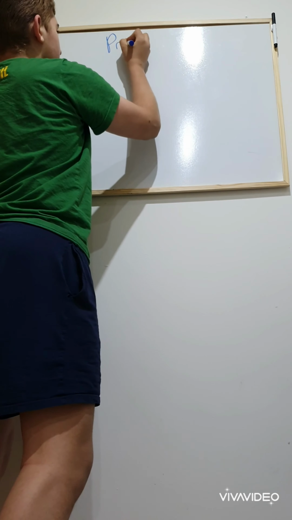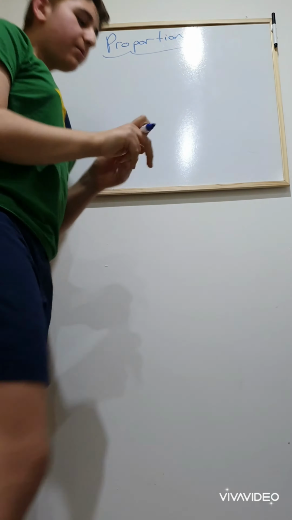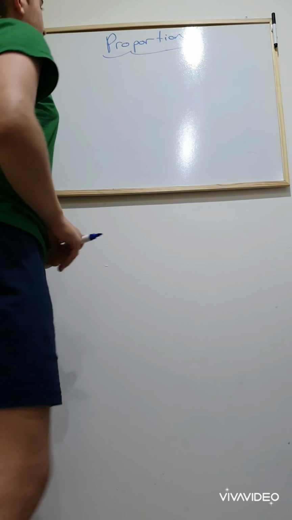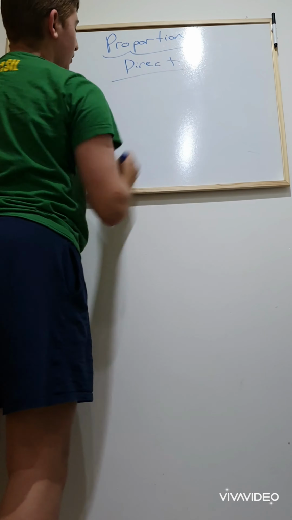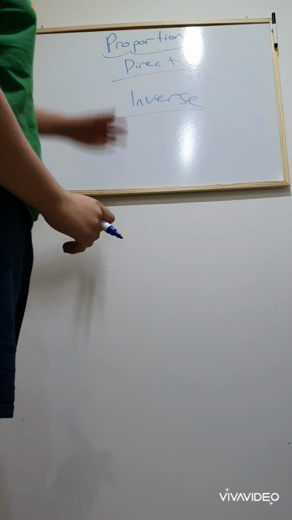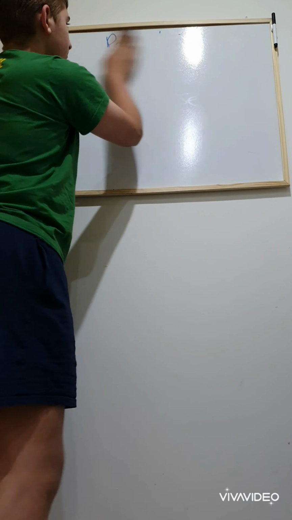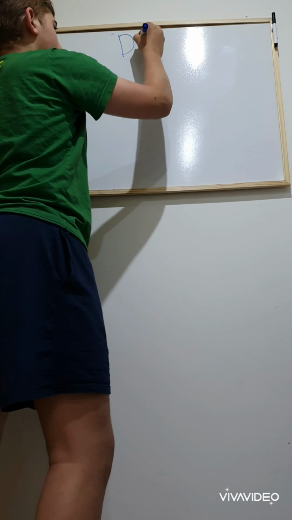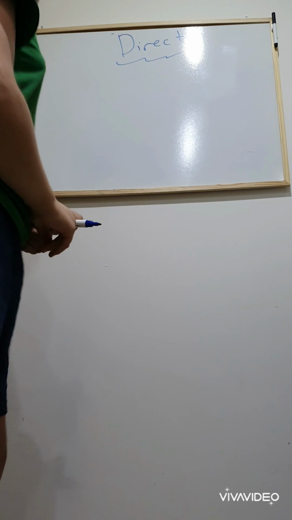Proportion. Okay, so let's be putting that on the board here. With proportion, guys, we have two types of proportion. Proportion 1 is direct, and proportion 2 is inverse. So we have two proportions. Let's start with direct as number 1. Write that on there. Okay, so this is direct proportion.